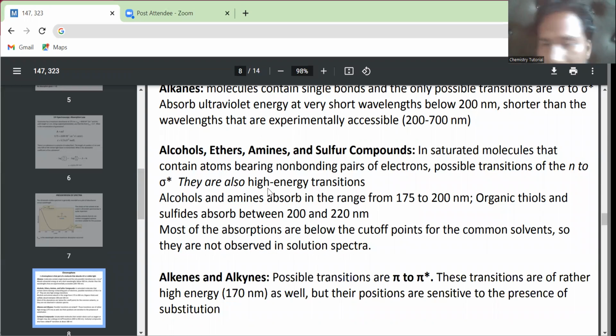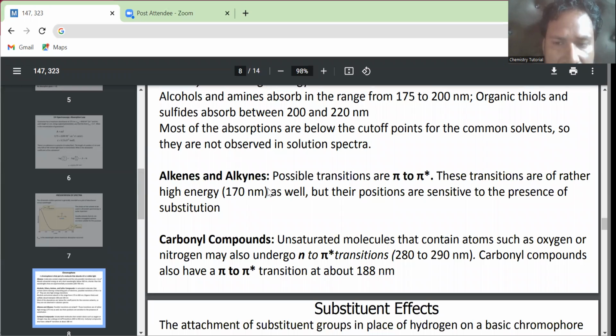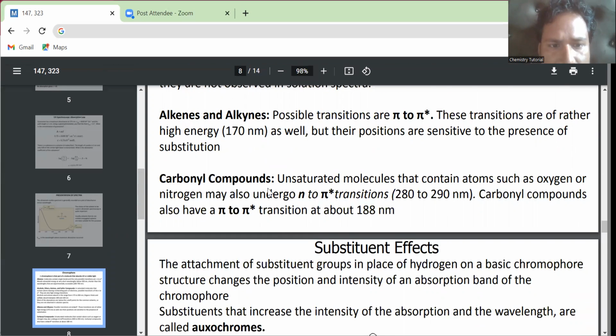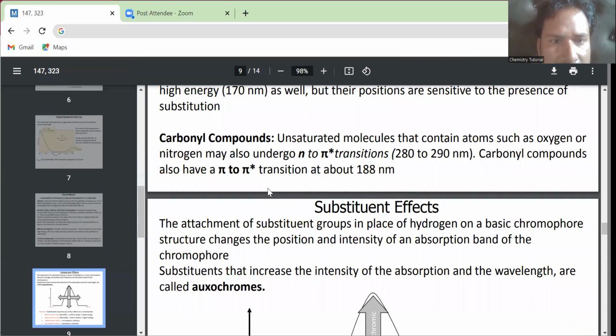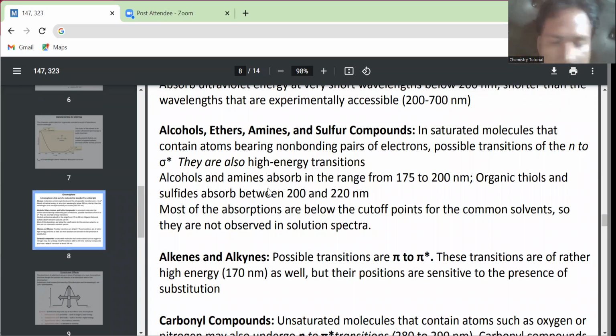For alkenes and alkynes, the possible transition is pi to pi star because they are unsaturated. The transitions are high energy, around 170 nm, but their positions are sensitive to the presence of substitution. So if substitution is present, then the value will change. Next are carbonyl compounds. Unsaturated molecules that contain atoms such as oxygen or nitrogen may also undergo a non-bonding to pi star transition, which occurs at 280 to 290 nm. Carbonyl compounds have a pi to pi star transition at about 188 nm. So these are some chromophores, and their particular values have been discussed.